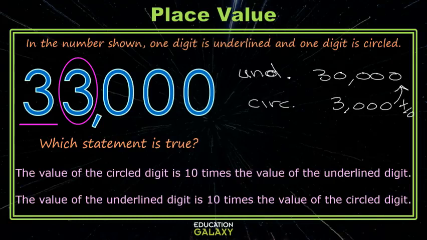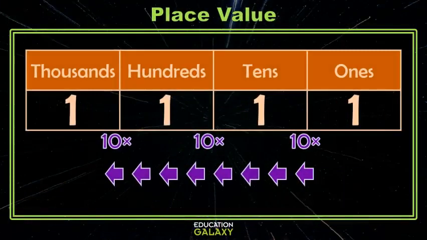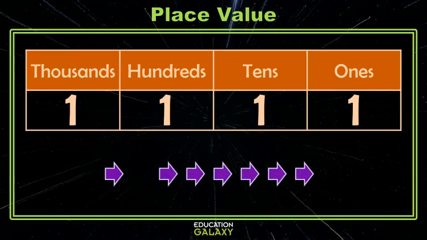Let's see which statement fits. Is the circled digit 10 times the underlined digit? No. Is the underlined digit 10 times the circled digit? Yes, that's correct. So, in summary again, as I move to the left on the place value chart, each place value position is 10 times the position to the right. So what happens as we move to the right on the place value chart?